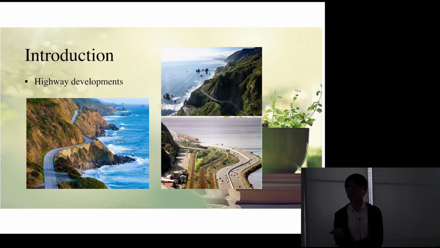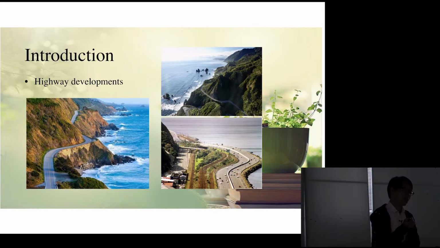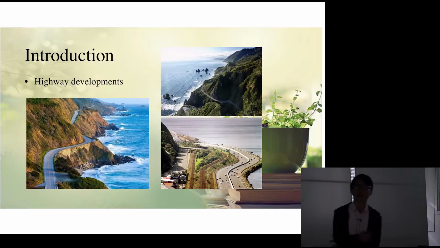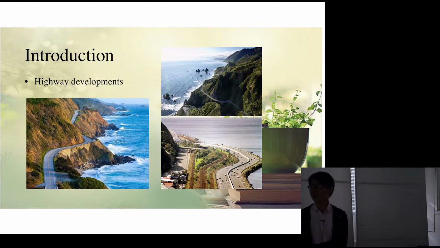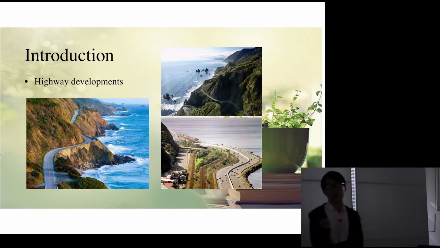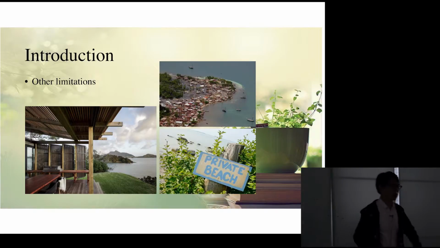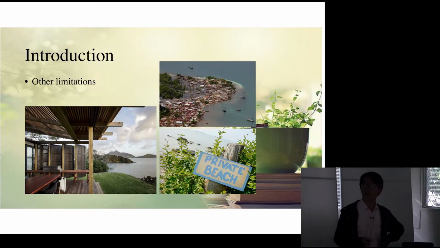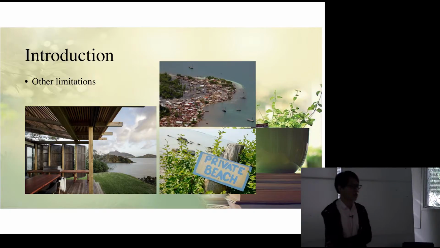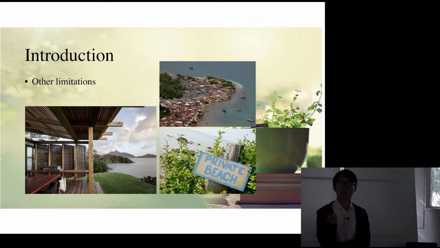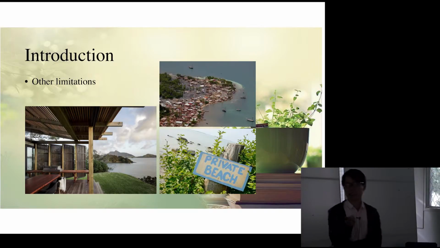And there are some public facilities that can obstruct the access to the coast edge, including highways, such as what we can see. And there are still some other limitations. For example, some beaches are private. And sometimes we have to cross private houses or properties to get access to the coast areas. So there are some restrictions for us.